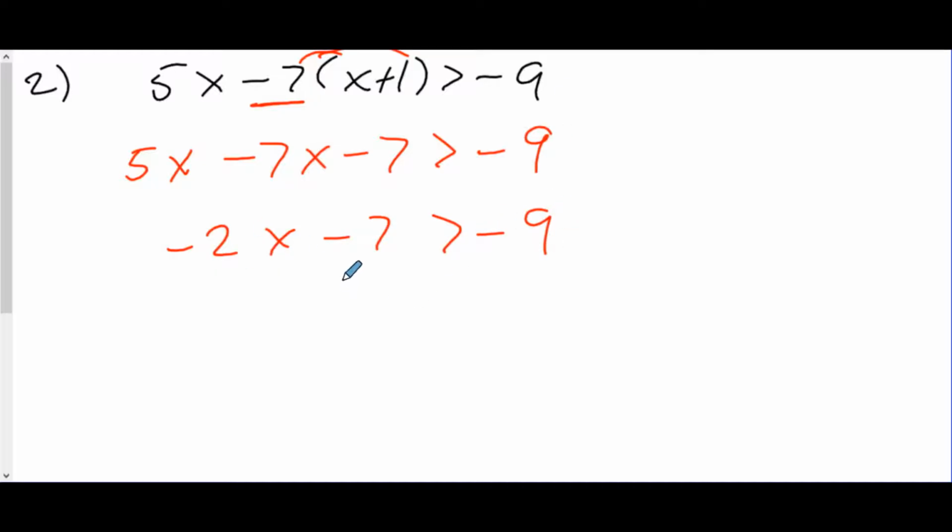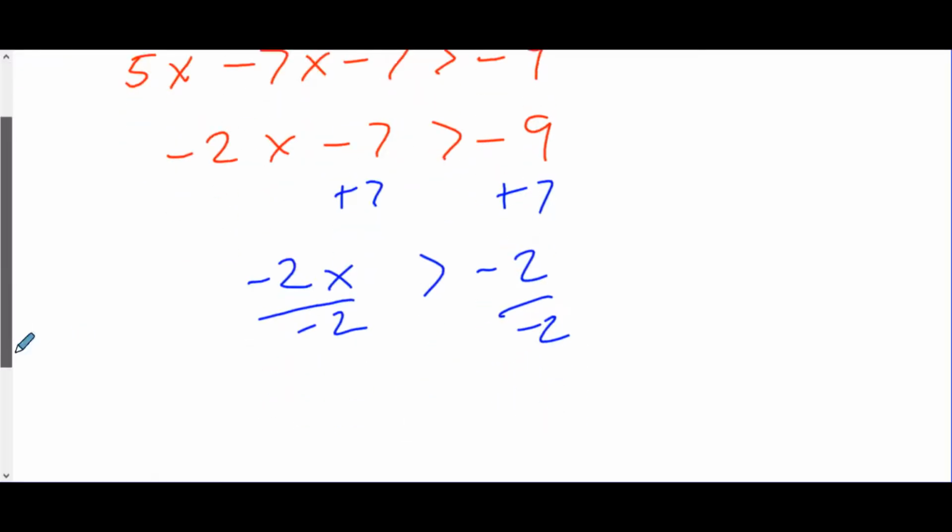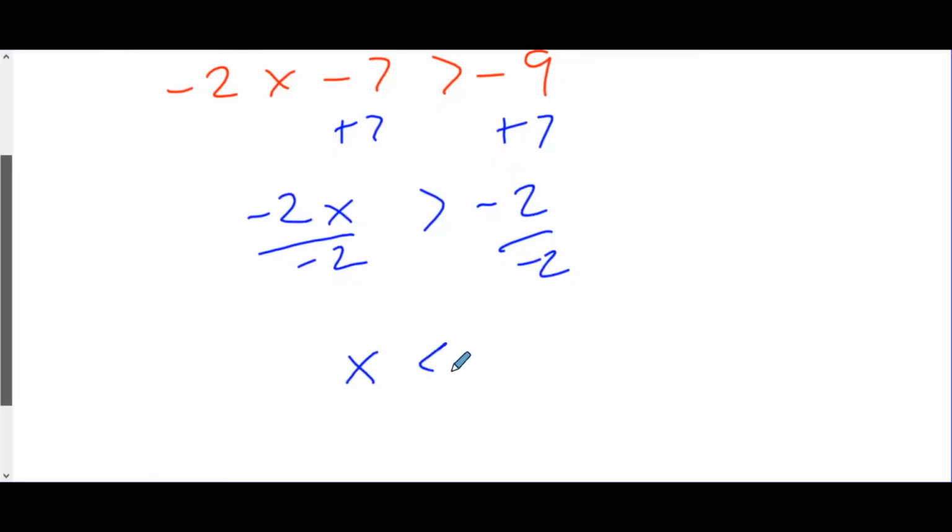I'm going to solve. Plus 7 on both sides. Negative 9 plus 7 is a negative 2. Divide both sides by negative 2. I'm dividing by another negative. So make sure you flip the sign. And negative divided by negative is a positive 1. So on your number line, you just have to find the 1. And I want an open circle here, pointing to the left.